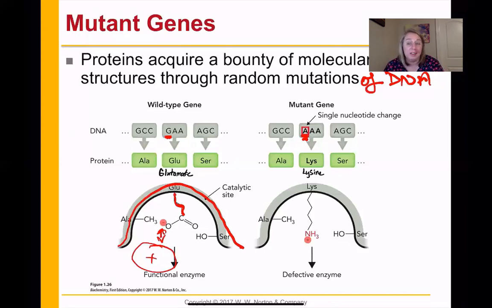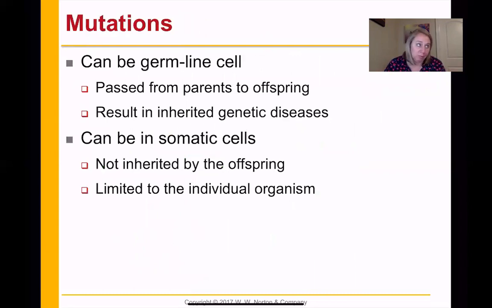That lysine has a very different functional side group. In this case, it has a positive charge. Well, if you have a positive charge and you're trying to attract something that has a positive charge, that's not going to work. You're not going to attract that substrate in order to have the reaction go. So this is going to end up being a defective enzyme. Not going to happen. So that's how we can have a mutation that's detrimental to a protein, to an organism, right? So these mutations can be beneficial and they can also be harmful.